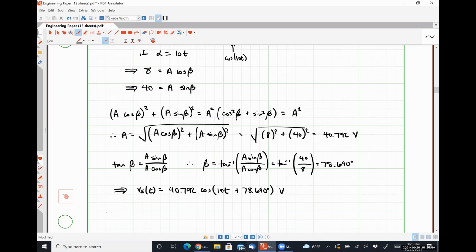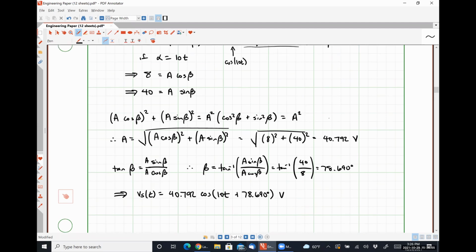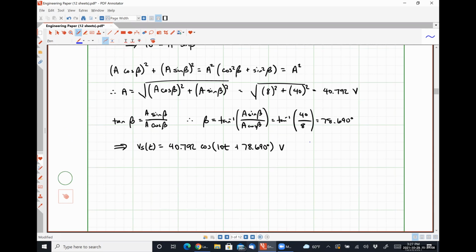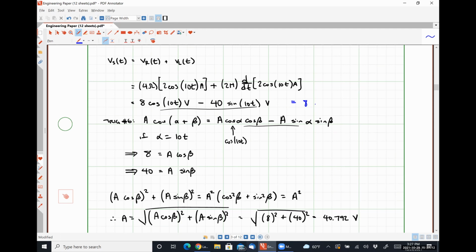Okay. So what I would like us to do is to revisit this step right here. But I'm going to do something slightly different. I'm going to leave this 8 cosine 10t bit alone. So 8 cosine 10t. So I have negative 40 sine 10t, which is going to be the same as positive 40 sine 10t plus 180 degrees. And then to convert that to a cosine signal, I will subtract 90 degrees from it. And so I will have 8 cosine 10t plus 40 cosine 10t plus 90 degrees. That's just using those first couple of trig identities.